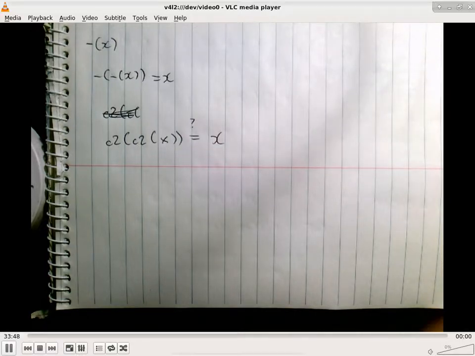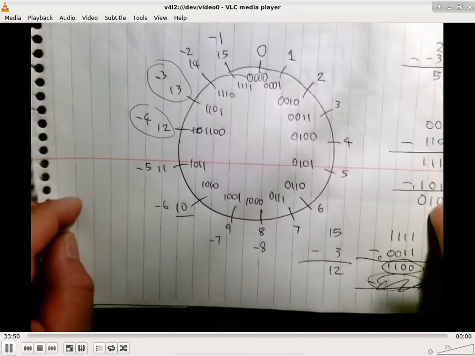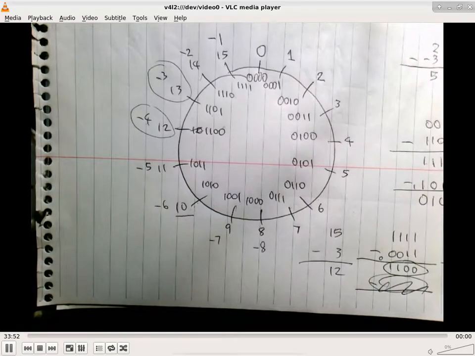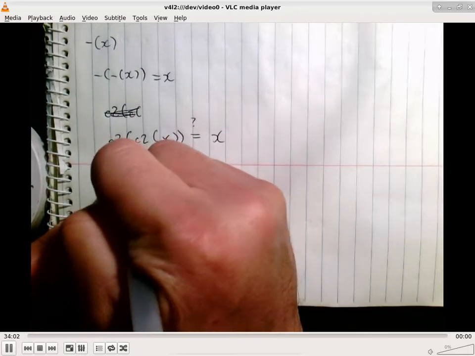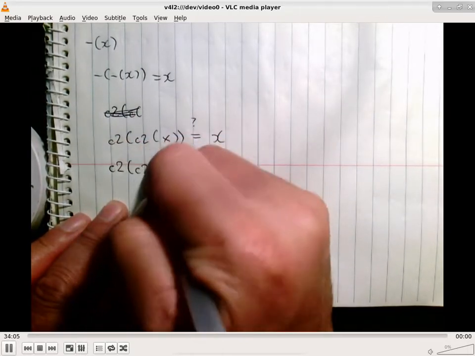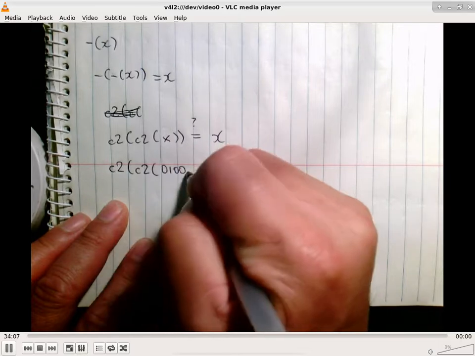I'm going to put the wheel back on so that you guys can choose. And you don't have to choose wisely. 0100, which is 4, right? Okay, very good. So we'll start with that. So we say, what is C2 of C2 of 0100?